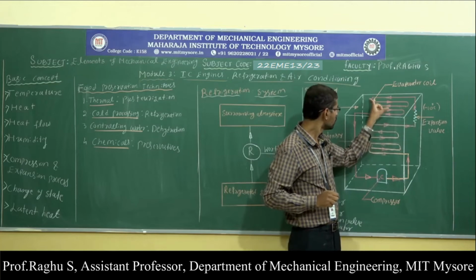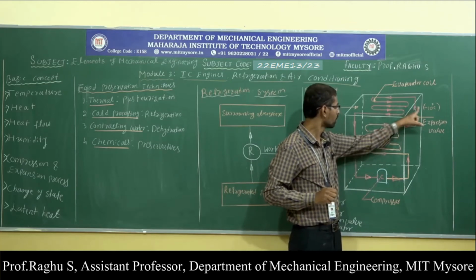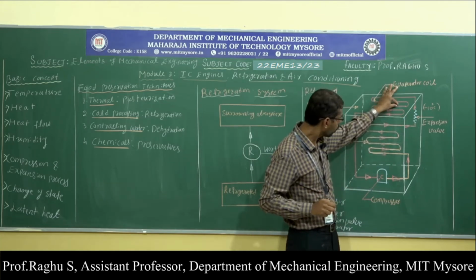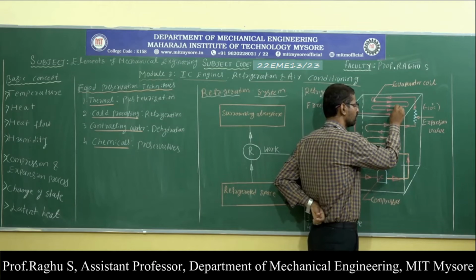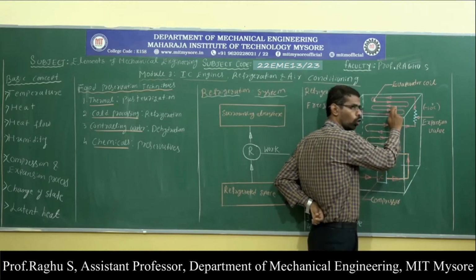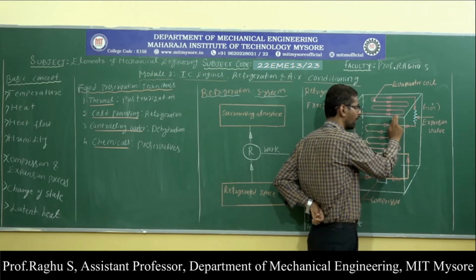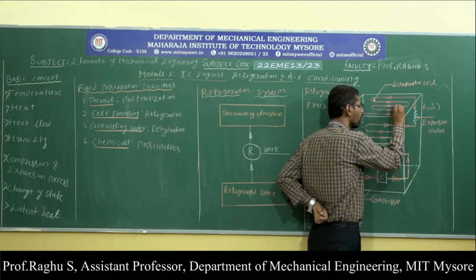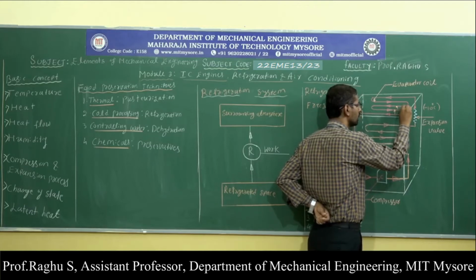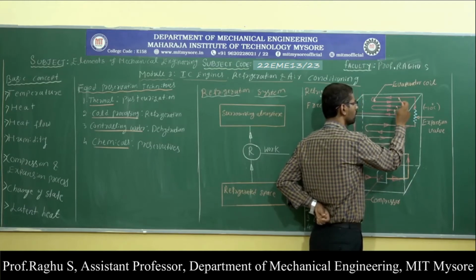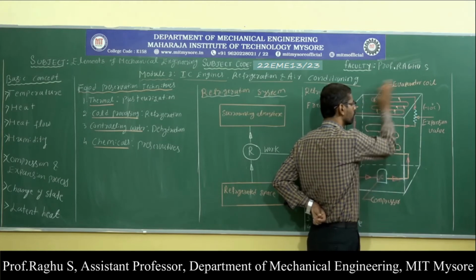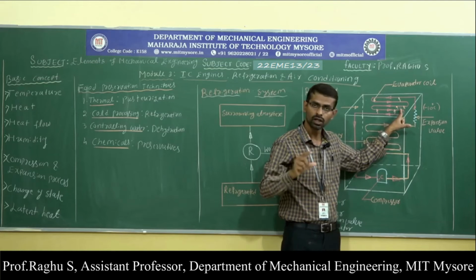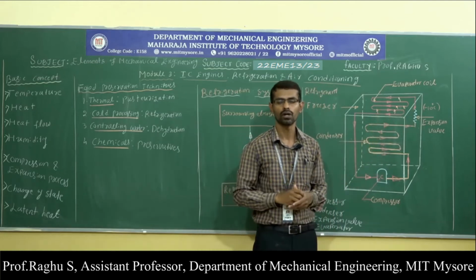Now the cold refrigerant enters into the evaporator coil. Because of temperature difference, in the tube we have low temperature liquid, and in this space we have high temperature. So this cold liquid absorbs heat from the refrigerated space. This is the refrigerated space. The cold refrigerant absorbs heat from the refrigerated space, so that the temperature of refrigerated space gets reduced.